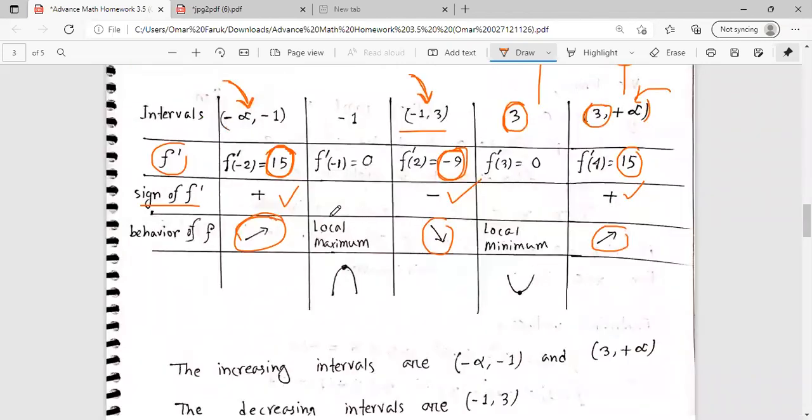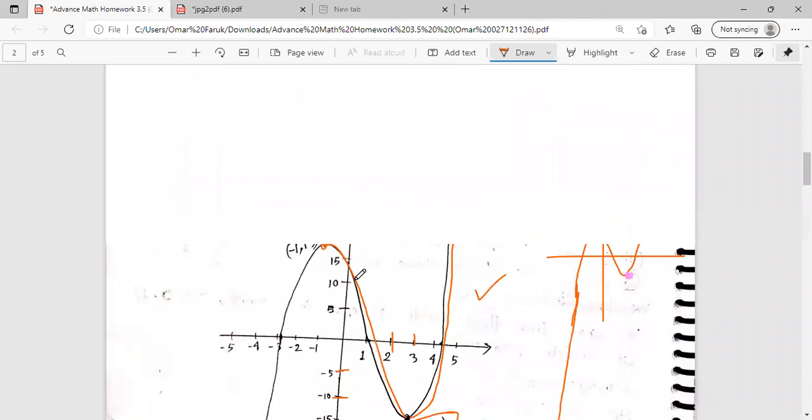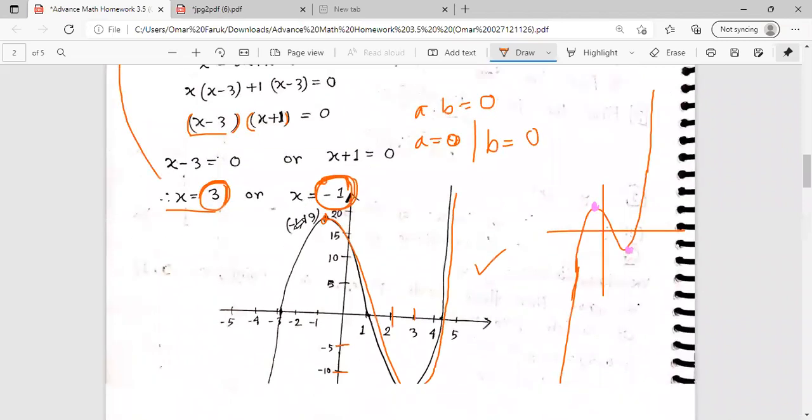And we have two local extreme values. One is local maximum and another one is local minimum. So local maximum looks like a hill, okay? And local minimum looks like a lake, the bottom point of a lake. And local maximum looks like the top point of a hill. So this is our local maximum and this is our local minimum.